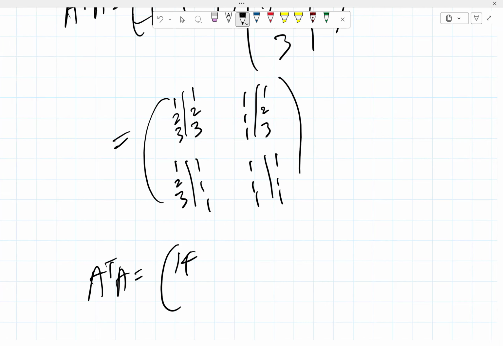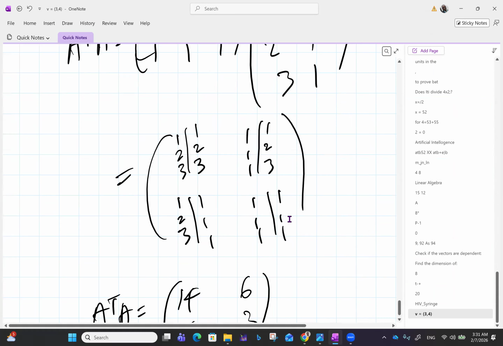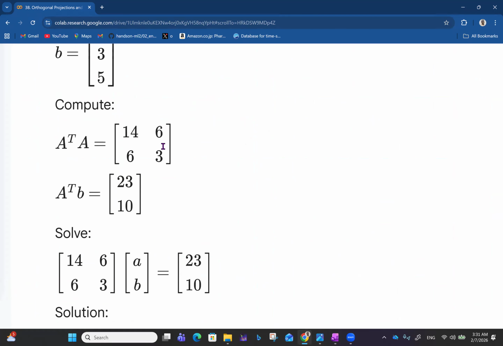1, 2, 3. That is 6. This is 6 here. Again, I think this is also 6, right? And this is 3. So 14, 6, 6, 3. Okay, 14, 6, 6, 3, like we got here.